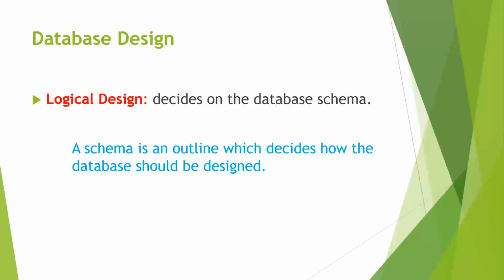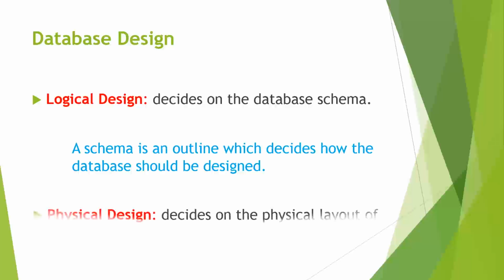Business decision decides what attributes, that is, the qualities we should record in the database. Computer science decision decides what relation schemas we should have and how the attributes should be distributed among the various relation schemas. Physical design, on the other hand, decides on the physical layout of the database.